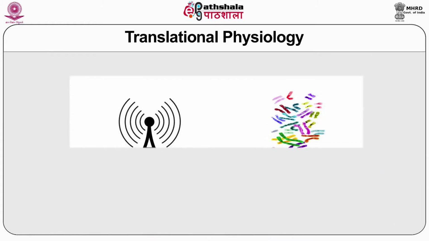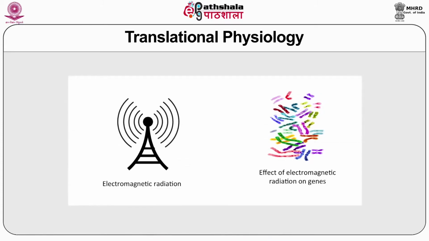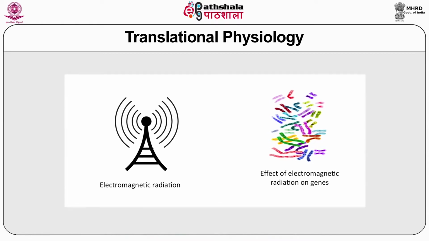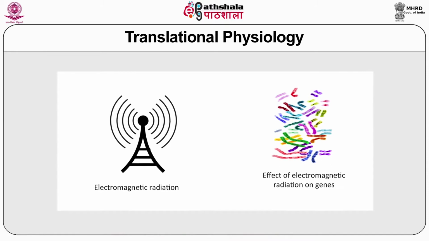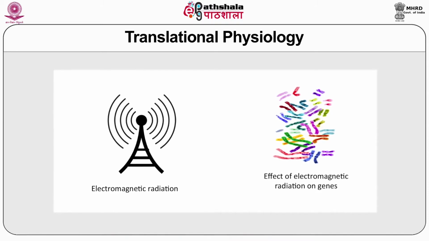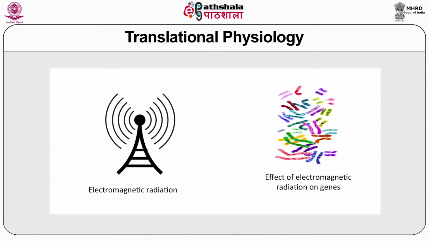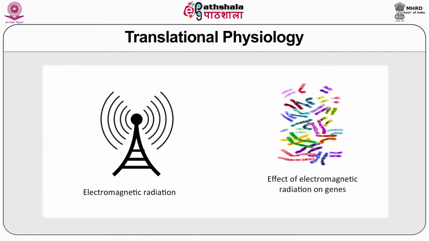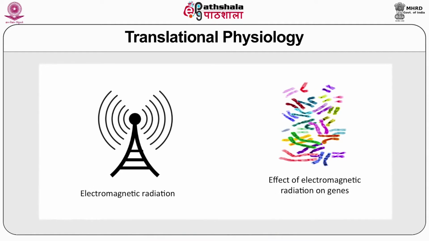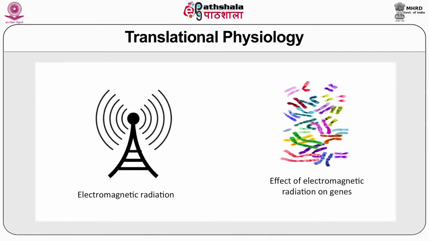In today's time, we are surrounded by a large number of structures that emit electromagnetic radiations, such as mobile phones and the mobile communication towers, and there are several sources of electromagnetic radiations present around us in hospital as well as in industry.